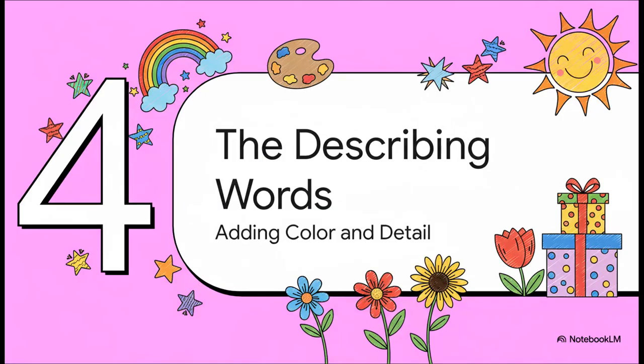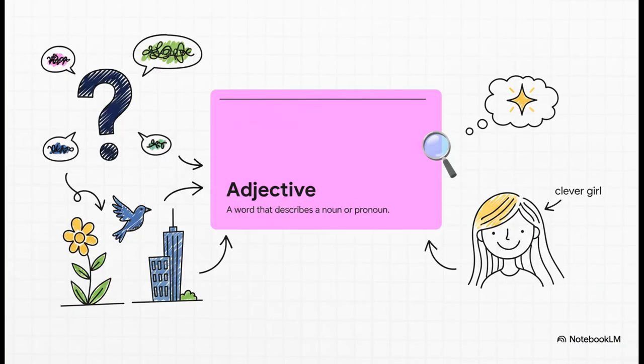All right, our sentence has a foundation and an engine. It works, but it's a little plain, don't you think? Let's add some personality, some detail, some color. It's time for the describing words. First, we have the adjective. An adjective's whole job is to describe a noun. It answers questions like, what kind is it, or which one? In a sentence like, Sita is a clever girl, the word clever is our adjective. We don't just know she's a girl, we know she's a clever girl. It adds that extra layer of info.